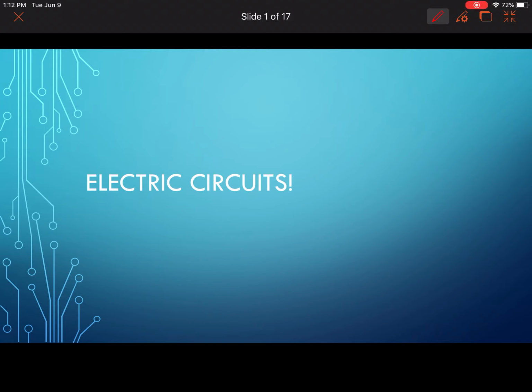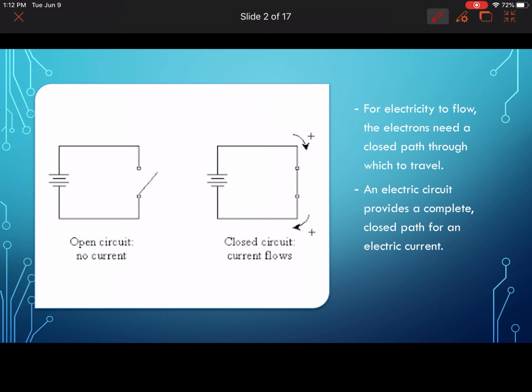Hello everyone. Today we're going to learn about electric circuits. We briefly talked about them the other day, and now we're just going to go through them in detail here. Okay, so a couple things to write down.